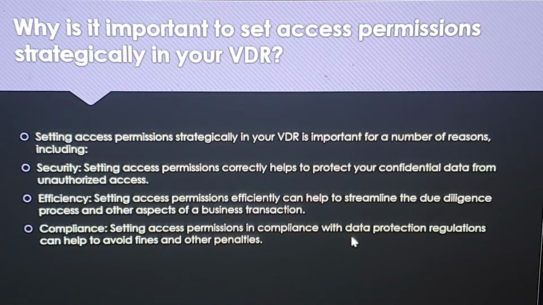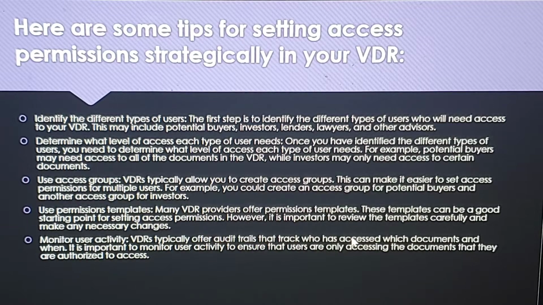Here are some tips for setting access permissions strategically in your VDR. Identify the different types of users. The first step is to identify the different types of users who will need access to your VDR. These may include potential buyers, investors, lenders, lawyers, and other advisors.